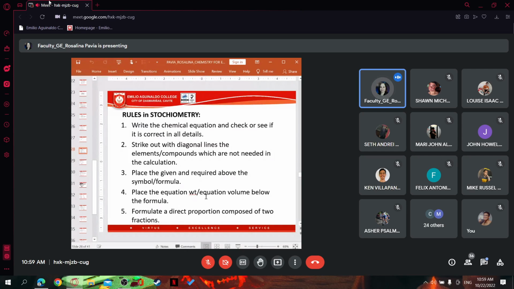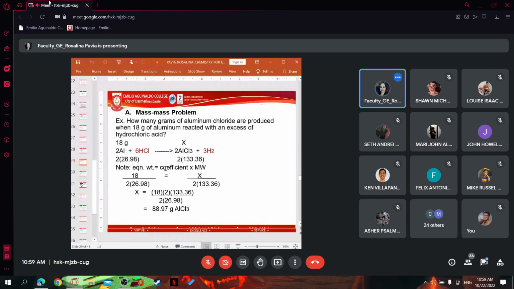Place the equation weight or equation volume below the formula. Ano naman yung equation weight? Equation weight is actually coefficient times molecular weight. Molecular weight can also be called molecular mass. Okay? Pareho lang sila. Molecular weight or molecular mass are the same.